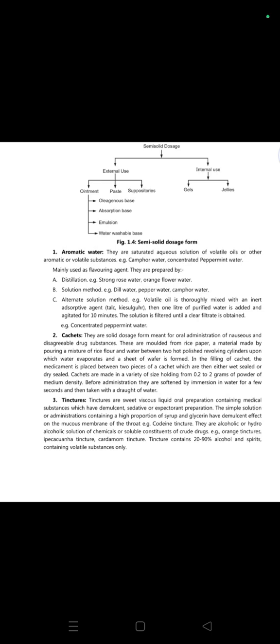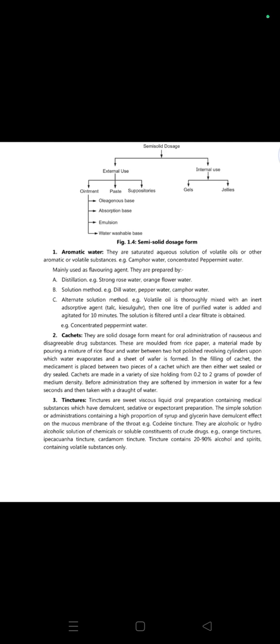Then semi-solid dosage form may be classified as two types, namely external and internal use. External use is classified as ointments, pastes, and suppositories. Ointments: oleaginous base, absorption base, emulsion, and water washable base. Then internal use may be classified as two categories, namely gels and jellies. Then aromatic water.